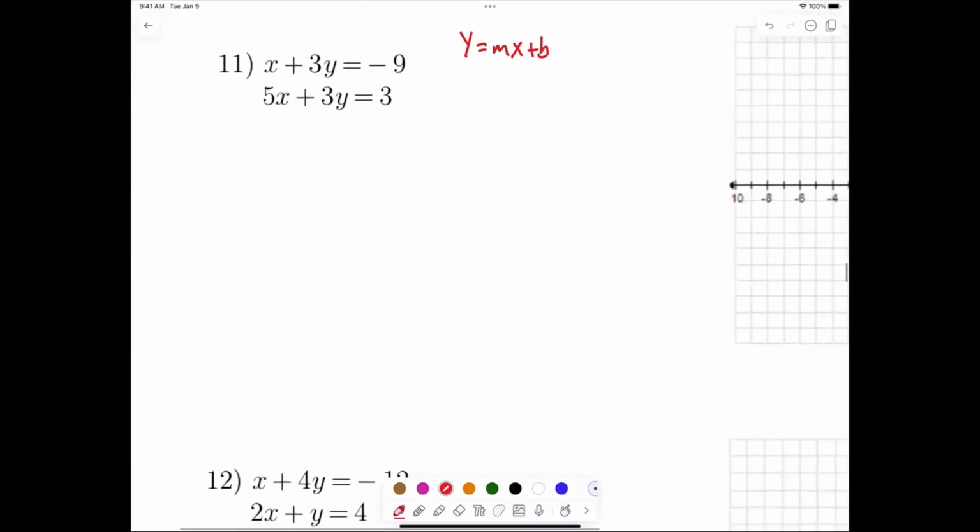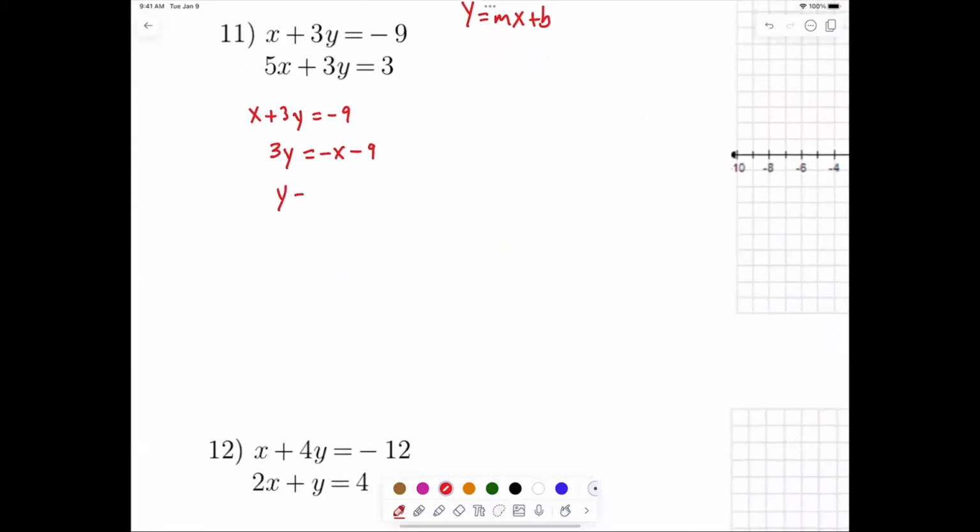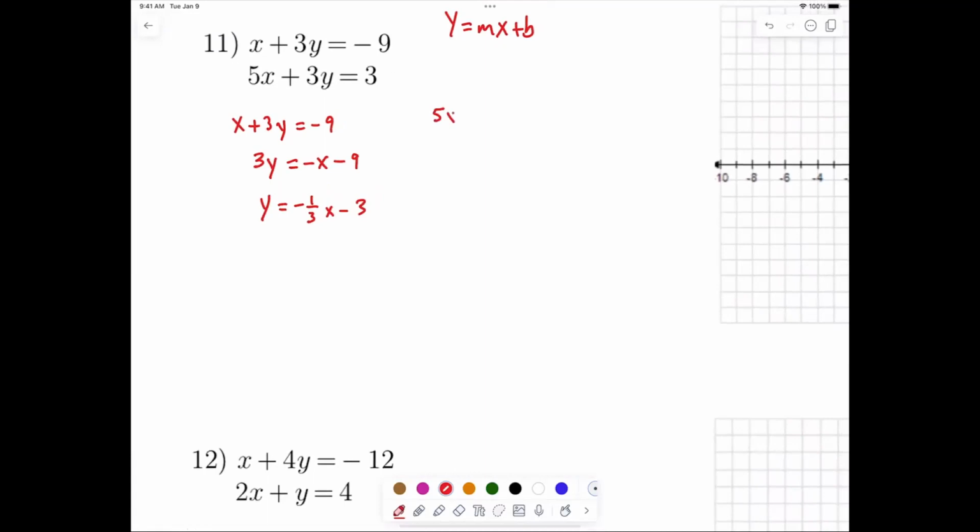Come on now. So I have x plus 3y equals negative 9. What's the first step? Yeah, move the x. 3y equals negative x minus 9. Now what? Yes, dividing by 3. So y is equal to negative 1/3 x minus what? 3. Perfect. Now I'm going to the second equation. 5x plus 3y equals 3. Subtract the 5x. So 3y equals negative 5x plus 3. Anybody got a problem with that? And divide by 3. So y is equal to what? 5/3 x plus 1.